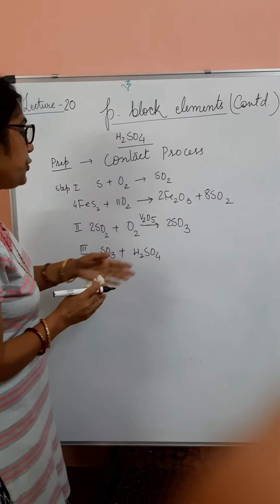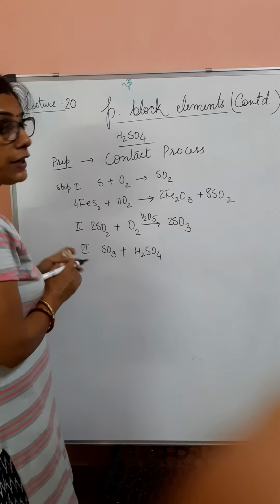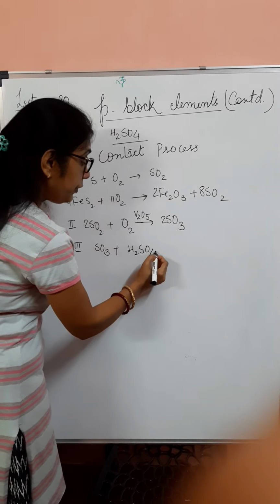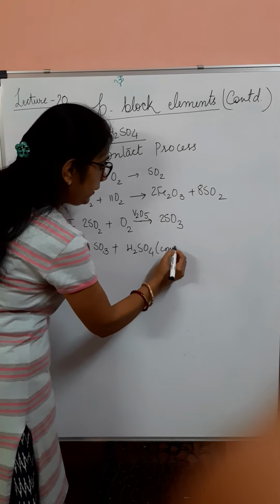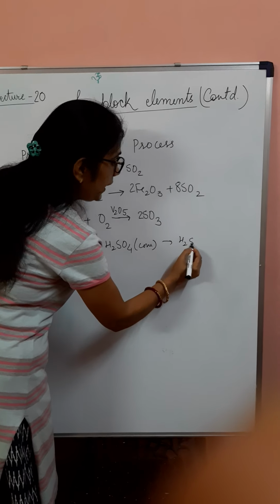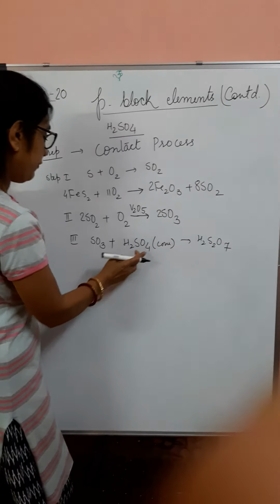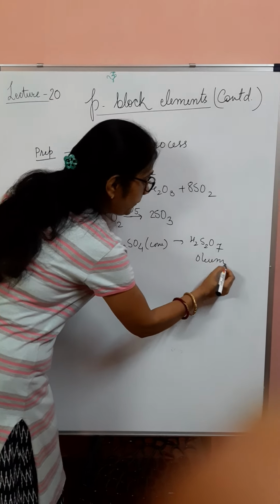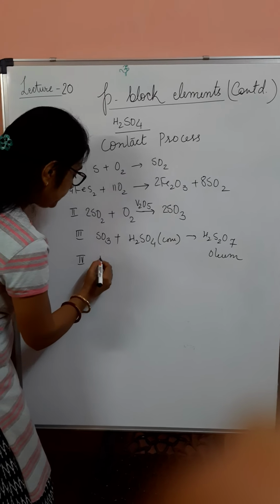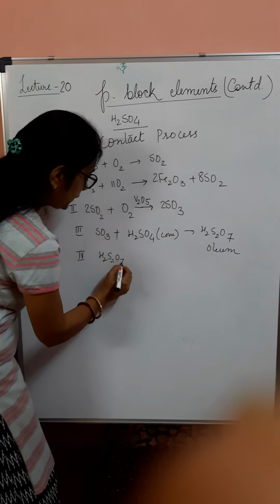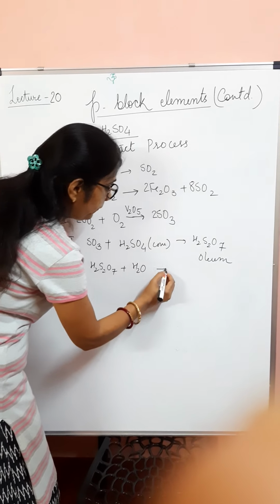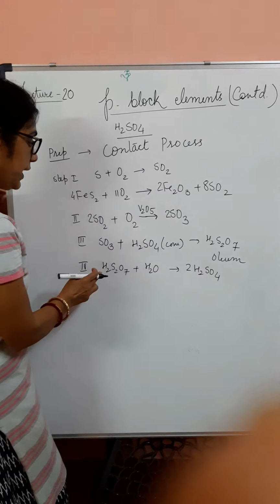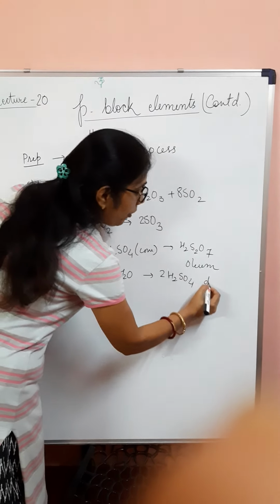So the catalyst used for the preparation of sulfur trioxide is vanadium pentoxide, and then this SO3 with concentrated sulfuric acid forms H2S2O7. You can see reaction is balanced. So here oleum is prepared, and then this oleum H2S2O7 plus H2O forms sulfuric acid. And this sulfuric acid is of desired concentration.